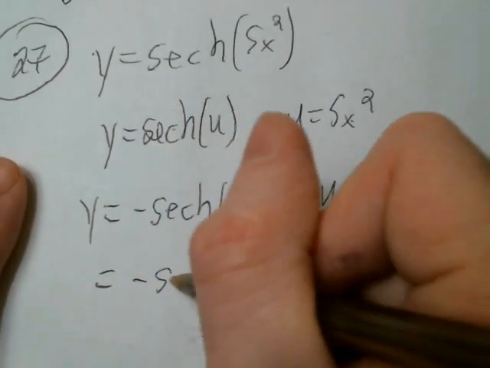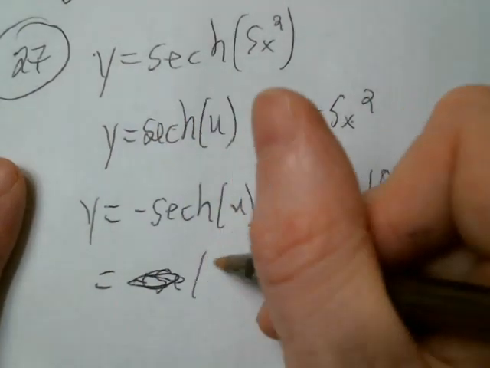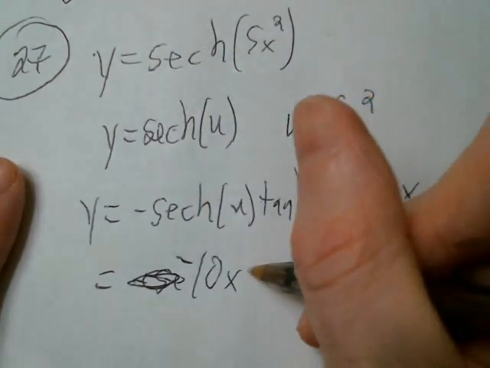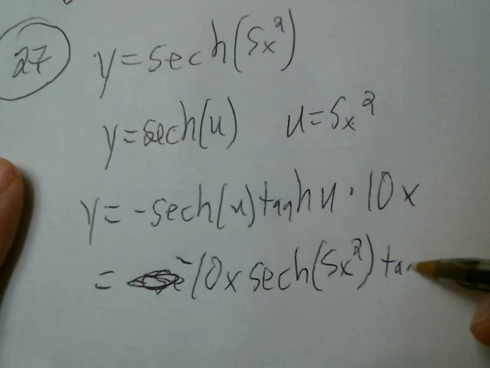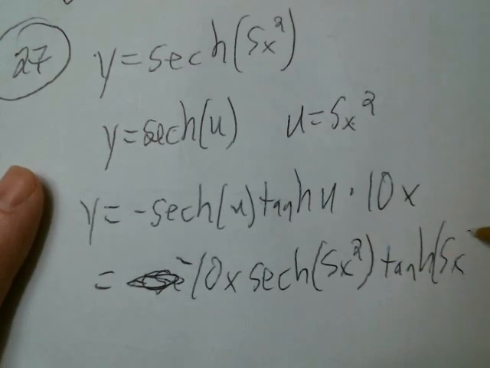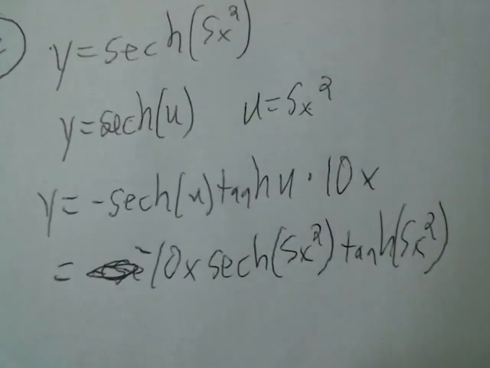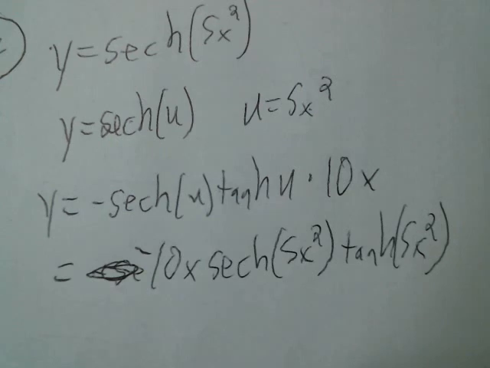And then you back sub, right? So this would be negative, let me put the 10x in front. So negative 10x, hyperbolic secant of 5x squared, hyperbolic tangent of 5x squared. Okay. Assuming I got the formula right. Seems like it's right, but let me make sure. I hate to think that I'm telling you the wrong thing.